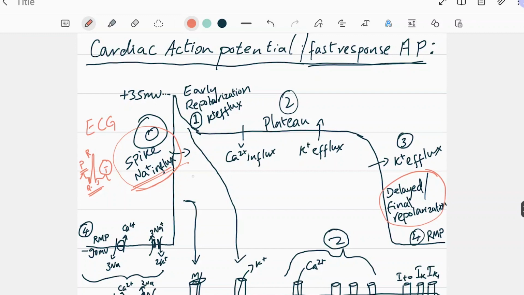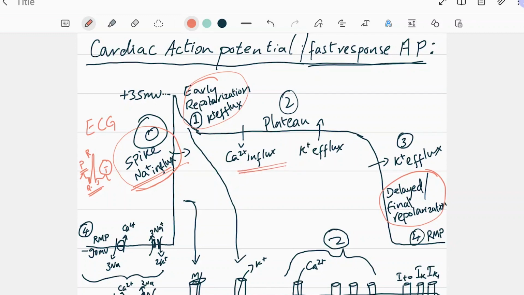Anyway, so we have phase 0, which is your spike over here. This is due to sodium influx. And then you have your phase 1, which is early repolarization. There's a partial repolarization taking place because the sodium channels have closed and potassium is leaving. I'm going to talk about this in more detail. I'm just priming your brain to it right now. So you have early repolarization or potassium efflux. Then after that you have the plateau phase. So the potassium is leaving the cell, but eventually there's another channel that opens up, and that's the calcium channel.